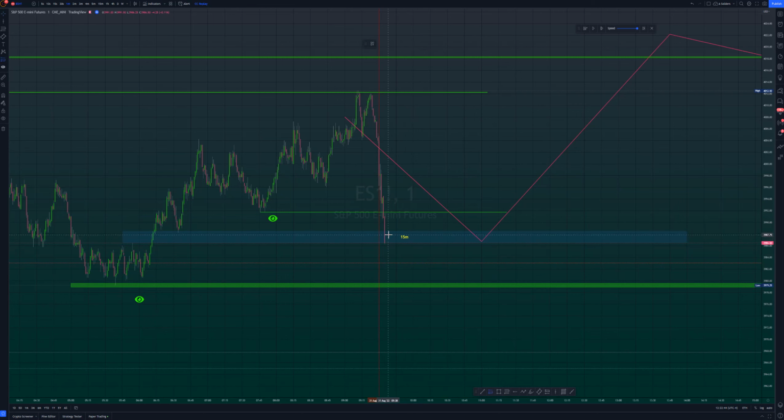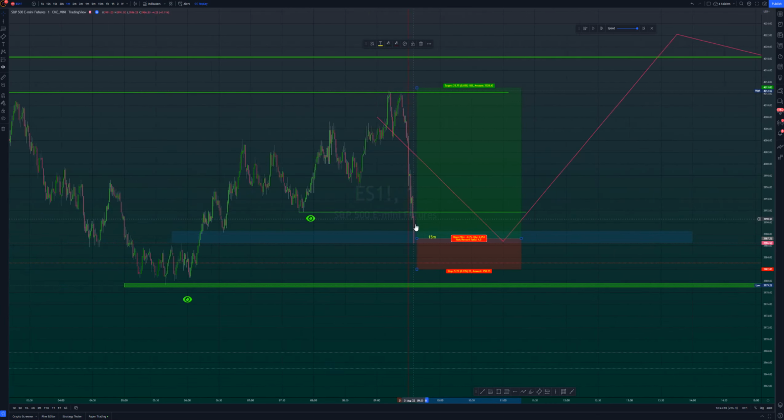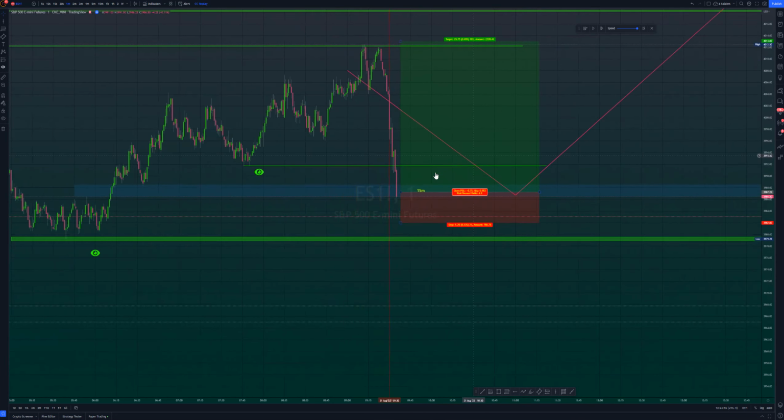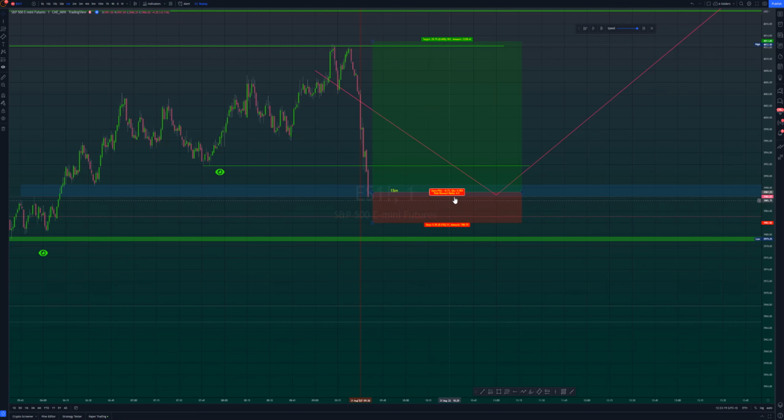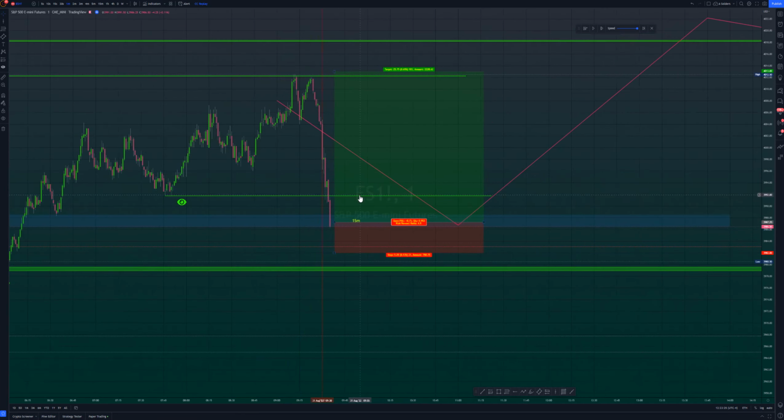So if we are entering here, we can put our stop loss below the last wall before the starting of the uptrend on the 1 minute. And our take profit point will be above the closest clean move that we are having up here. So this is giving us almost 5R on this trade.